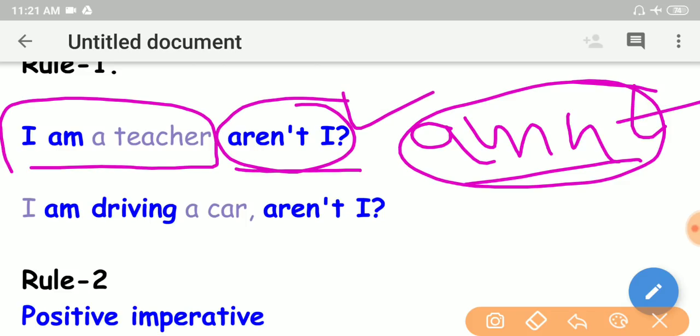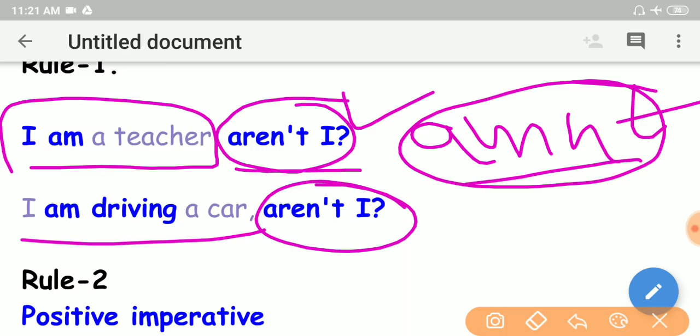This is the most special rule. Many times this question is asked in almost all the competitive exams. This is one of the important concepts you must understand, my dear friends. Like this: I am driving a car, aren't I? So you must understand this rule, my dear friends.